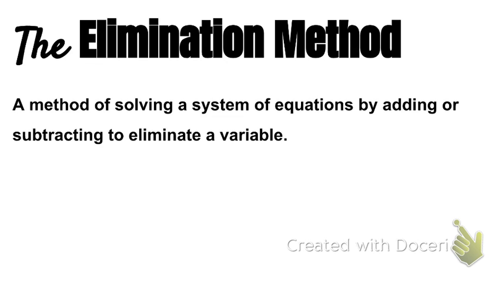So this is the definition of the elimination method, and this is what you fill in on that top box in your notes. The elimination method is a method of solving a system of equations by adding or subtracting in order to eliminate a variable. That's why it's called elimination method. So pause the recording while students fill this in and press play when you're ready to move on.